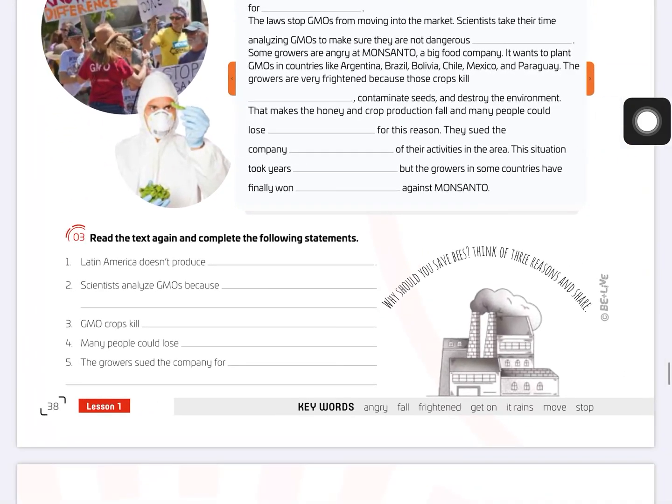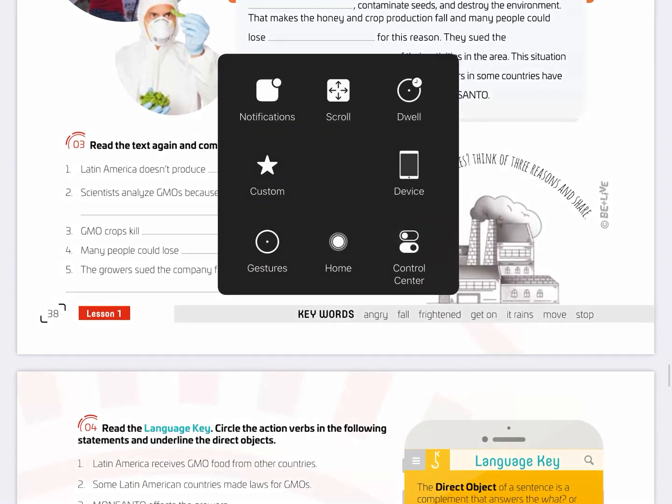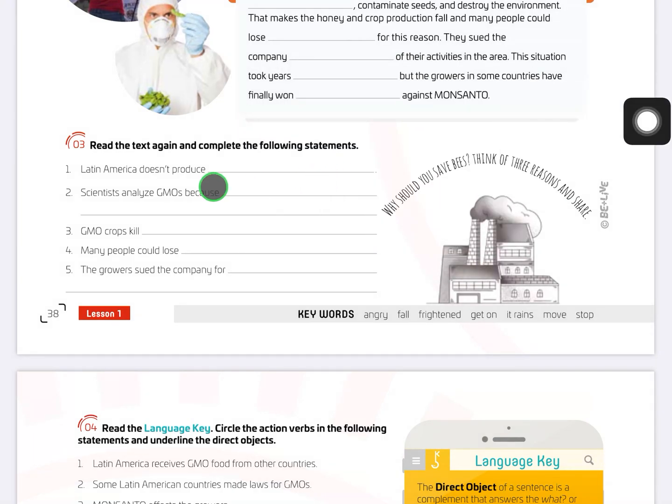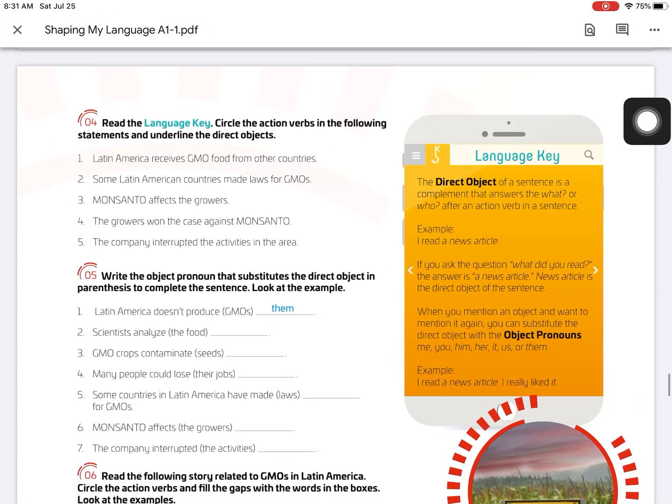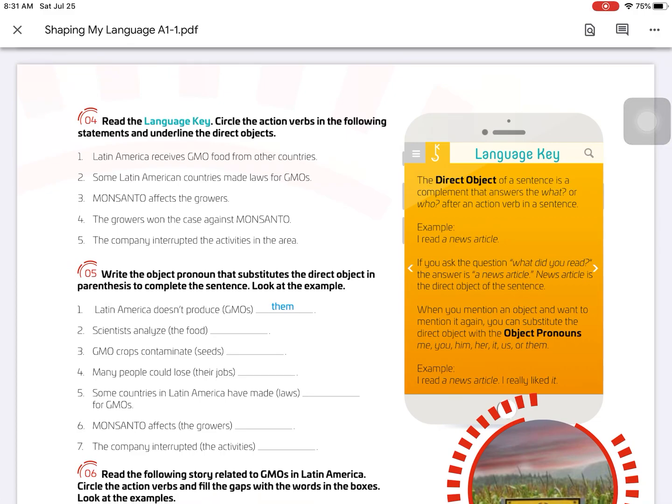And finally, you have on page 38 this. So read the text again, and complete the following statements. Latin America doesn't produce. So when we clarify this, when we have completed that text, we are going to complete this. Okay, don't worry. Finally, we finish with page 39 this week.